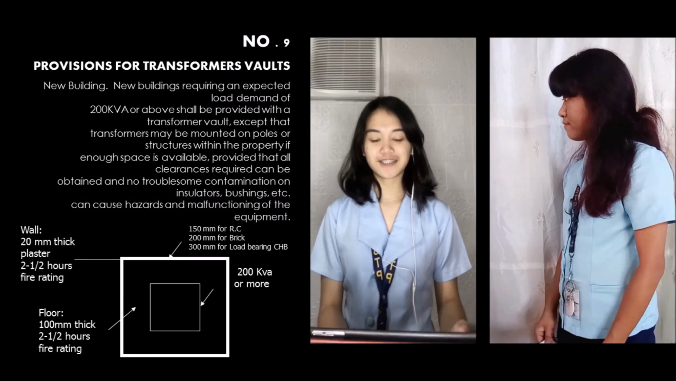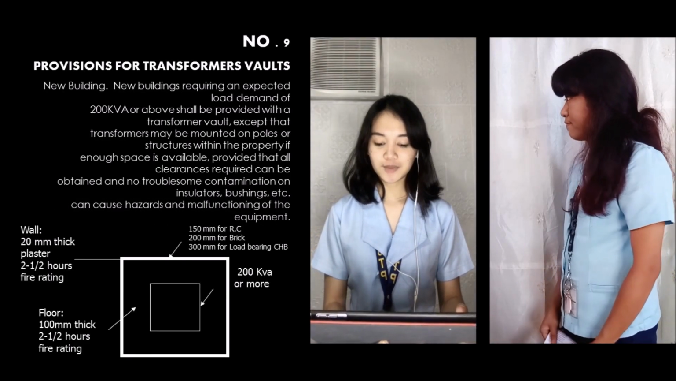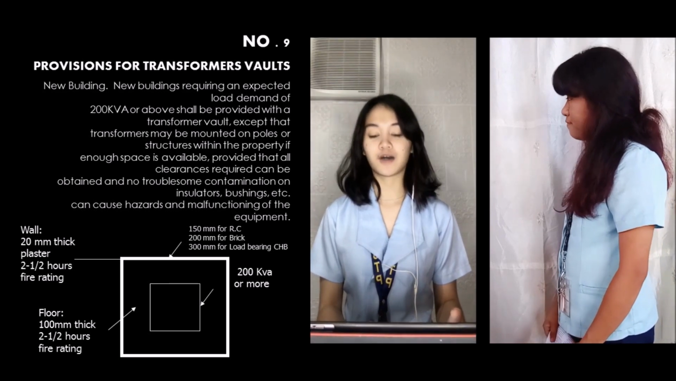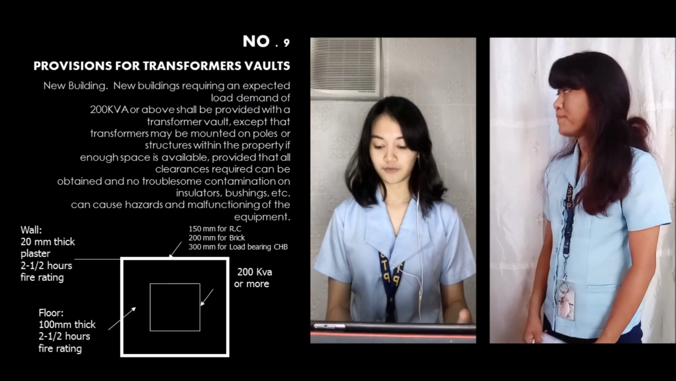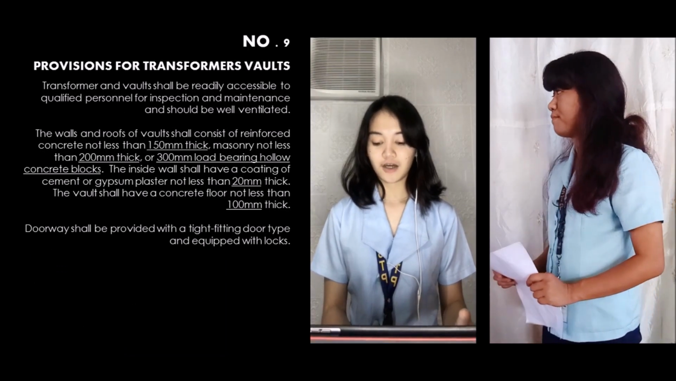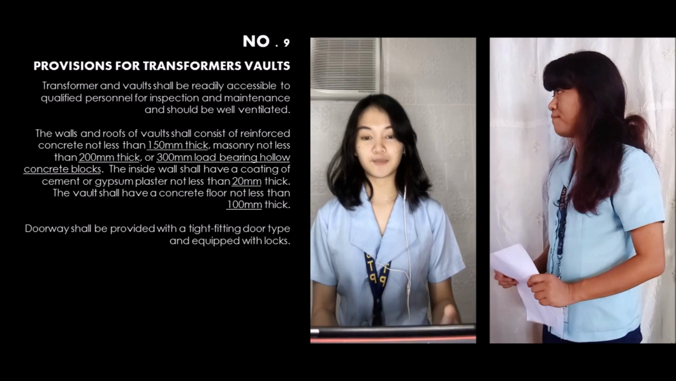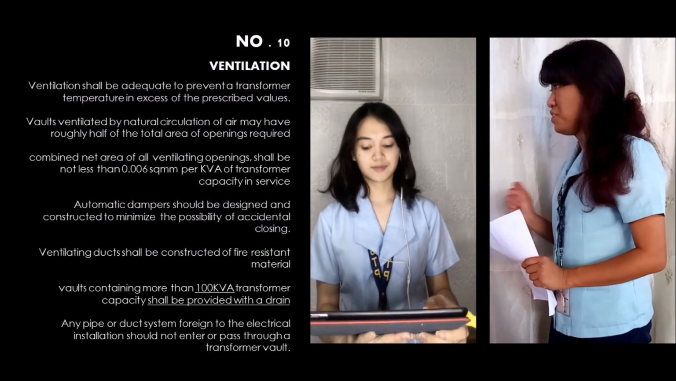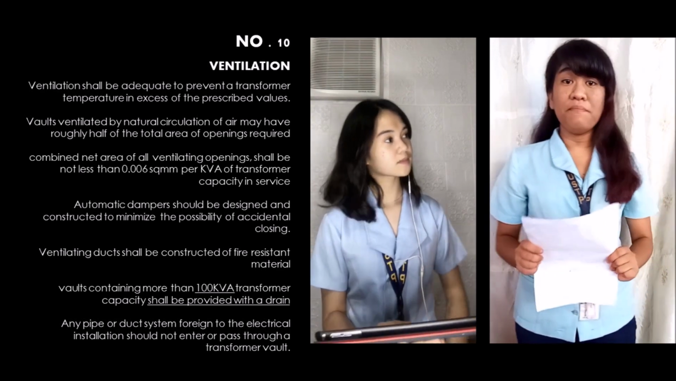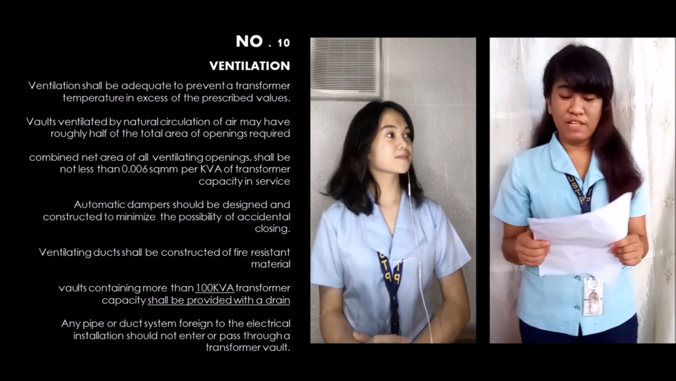Number 9, provisions for transformer vaults. New buildings requiring an expected load demand of 200 kVA or above shall be provided with a transformer vault. The transformer vault will be readily accessible to qualified personnel for inspection and maintenance and should be well ventilated. And that's what you said about ventilation. Ventilation should be adequate to prevent the transformer's temperature from exceeding the prescribed values.